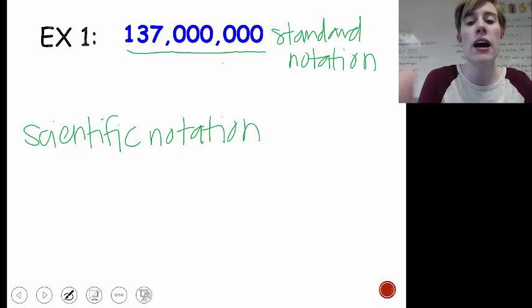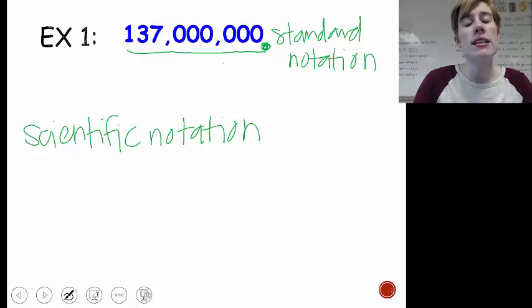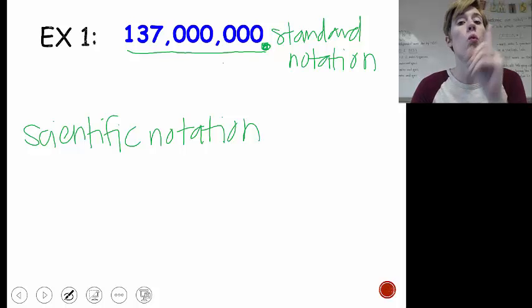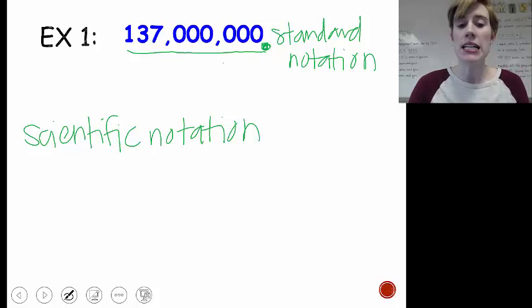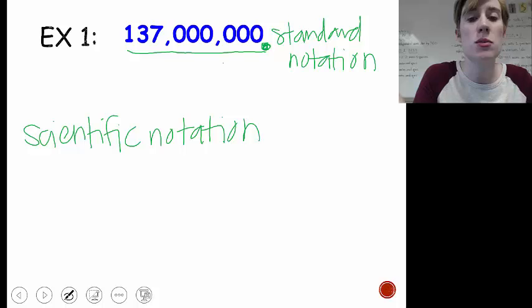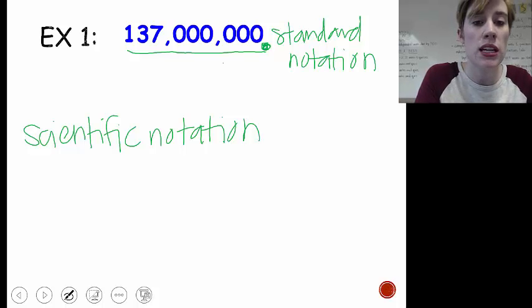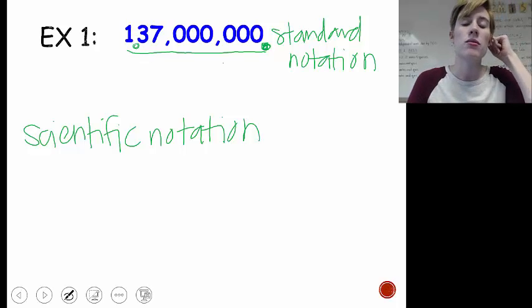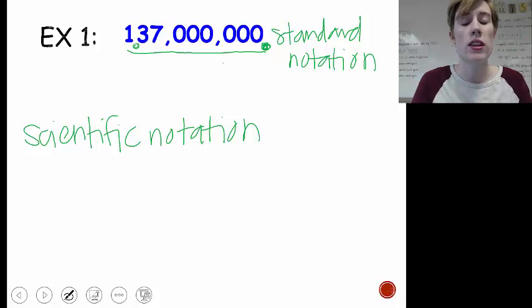And so the way we do that is we are going to take wherever the decimal is located currently, which in this number is obviously located at the end of the number right there, and we're going to move that decimal place till there's only one digit to the left of the decimal. That's something you want to write down. Scientific notation has to have only one digit to the left of the decimal. So that would mean our decimal would need to be right there, okay? Right in between the 1 and the 3. So we have one digit to the left of the decimal.